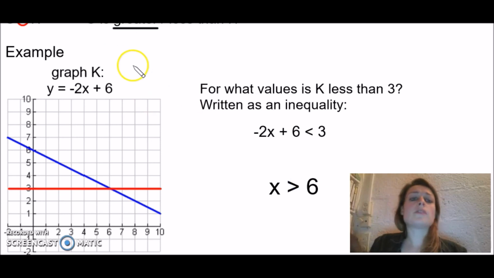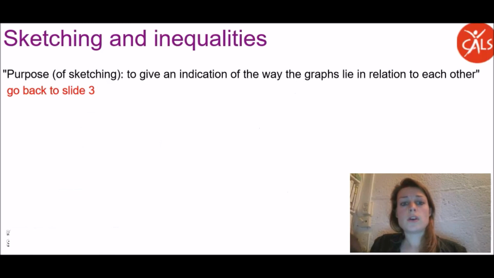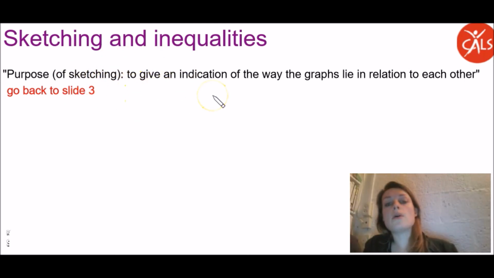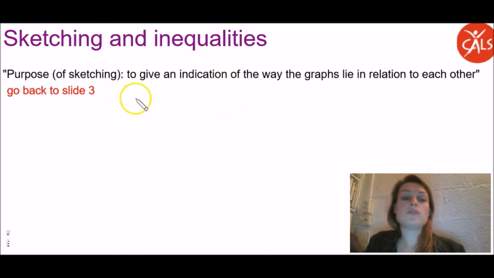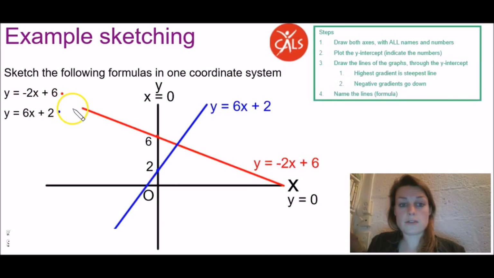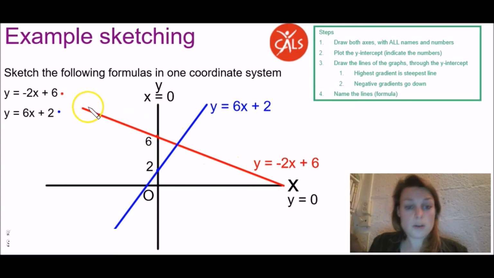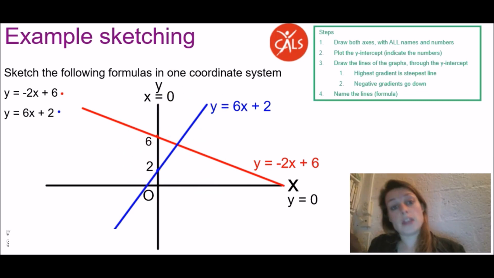Okay, so this was a quick example with the graphs that are plotted, but now we are going to do something else. So the sketching inequalities together. The purpose of sketching, as you read in the previous slide, was to give an indication of the way the graphs lie in relation to each other. So if we take a look at slide 3 over here, you can see how they are in relation to each other. So you see the point of intersection. You see over here the red graph is bigger, over here the blue graph is bigger, and you have to use these as sketches to solve an inequality.